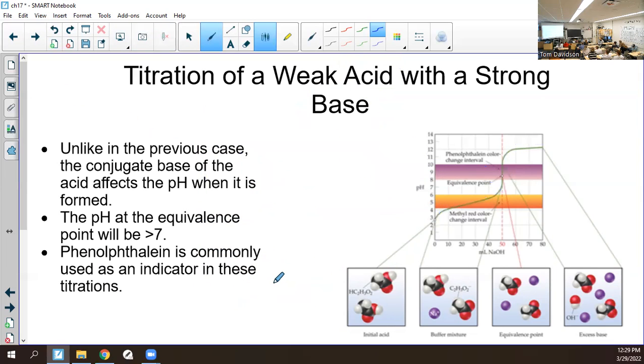Phenolphthalein is commonly used as an indicator in these titrations because its range of change is above 7. Okay, universal indicator, it changes colors all through, but most indicators only change color in a specific range. And there's thousands of them in charts at college. You'll see it'll be the smallest font ever, and it just looks like a rainbow that goes sideways and then comes back.